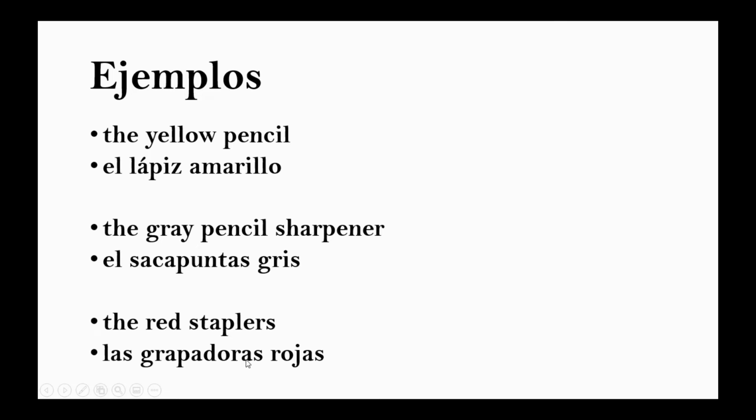So grapadora is feminine and singular, so I have to put an A at the end of rojo. The original is rojo, but if I'm talking about something feminine, then I add an A. If I'm talking about something feminine plural, then I add an AS. If I were talking about more than one yellow pencil, the yellow pencils, I'd say los lápices amarillos. So you may have to go back and review noun gender, which you learned a very long time ago.